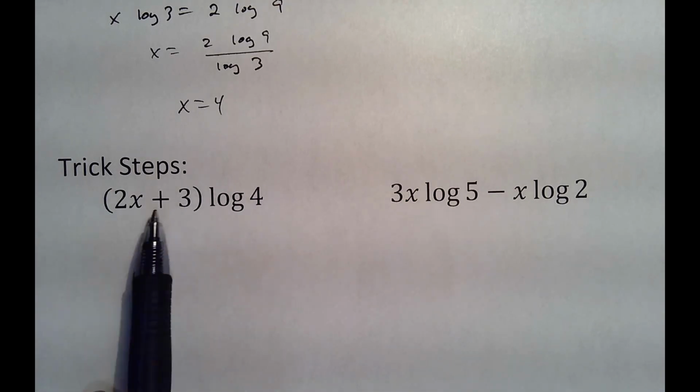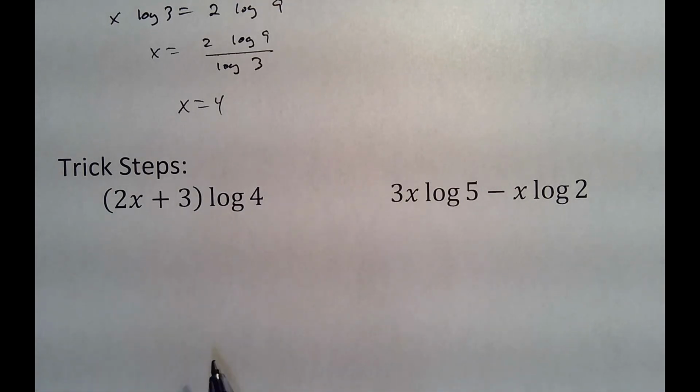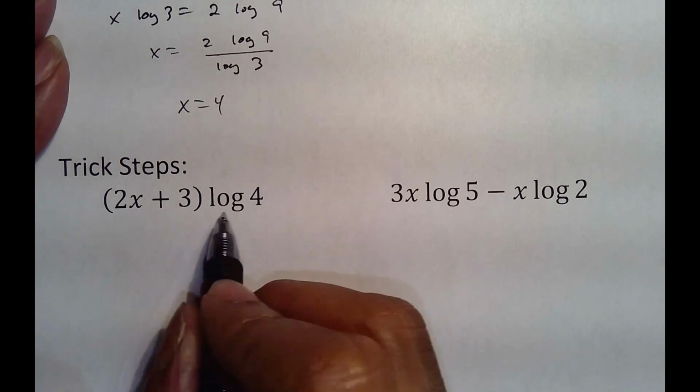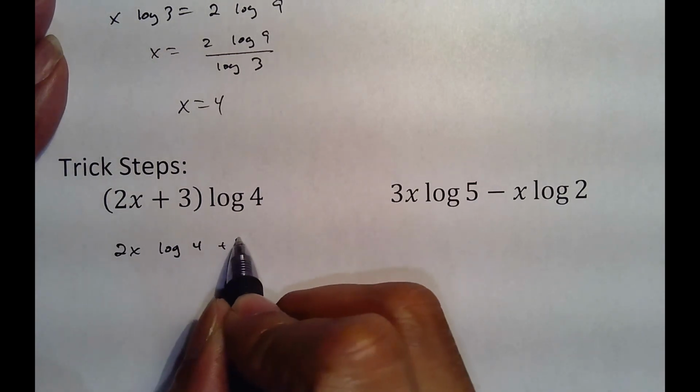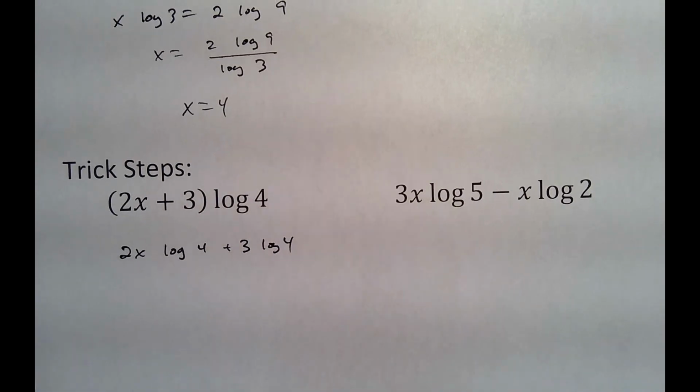If you have something in front of the log 4, what we can do is distribute the log 4. So we put 2x log 4 plus 3 log 4. That's a step you're going to need to know. Again, you might want to write that out for yourself because you will need it.